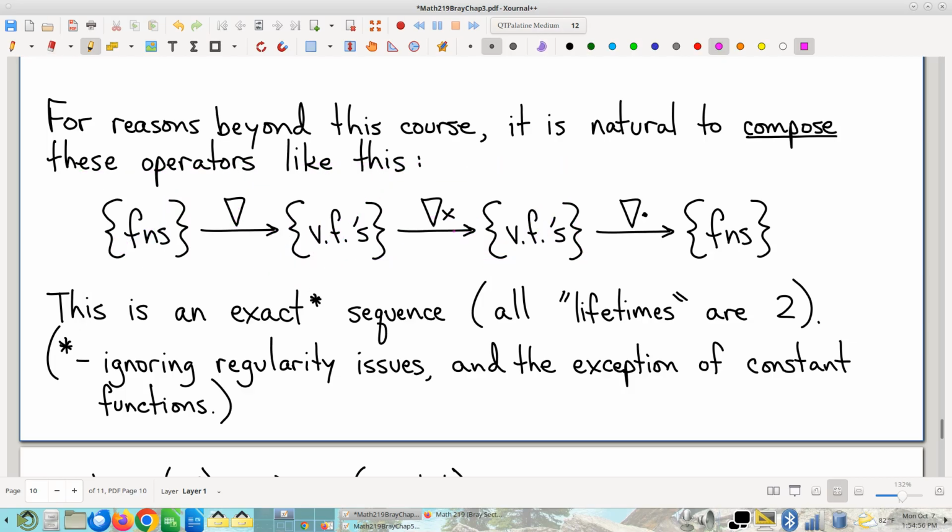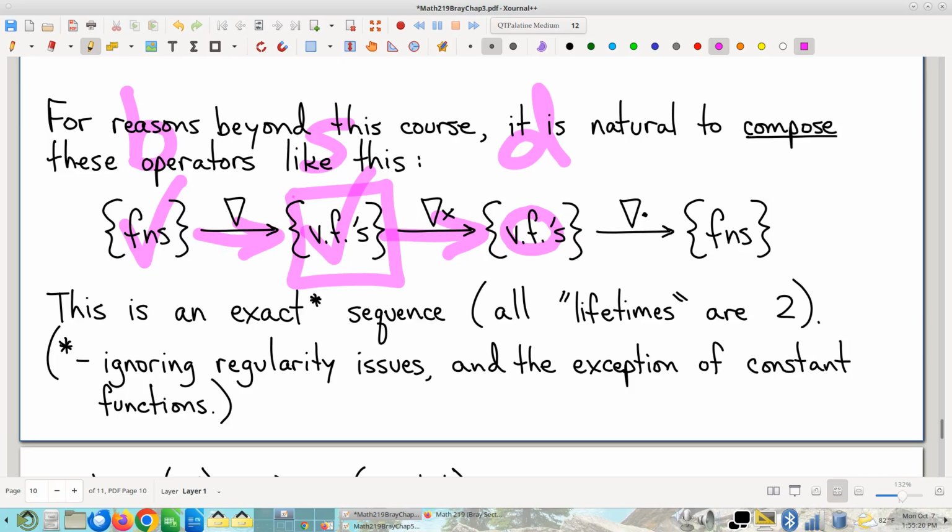Also, if you have some vector field whose curl, let's just say hypothetically, let's suppose the curl is 0. That's the death. That means this must have been survival. That means the birth must have been back here. That means there must be some function whose gradient is my original vector field. Because everything has a lifetime of 2. It's a weirdly consistent property.